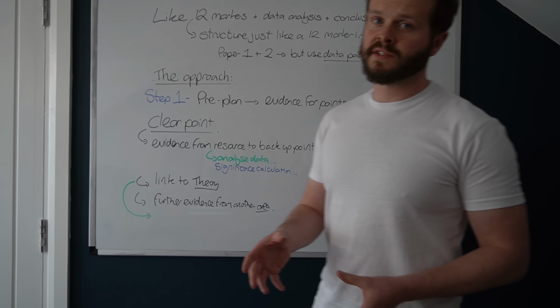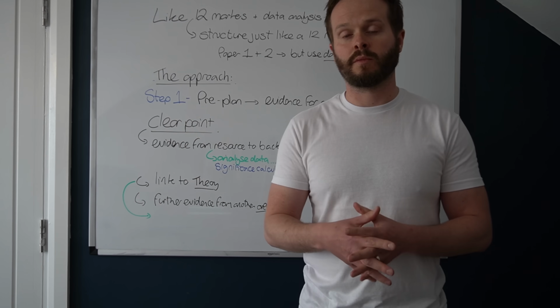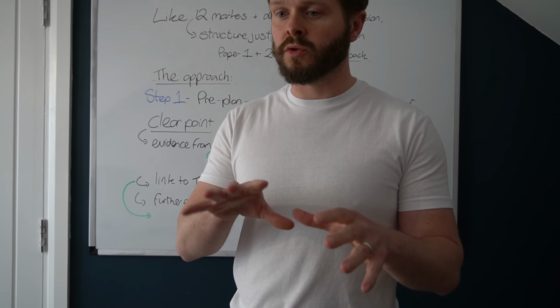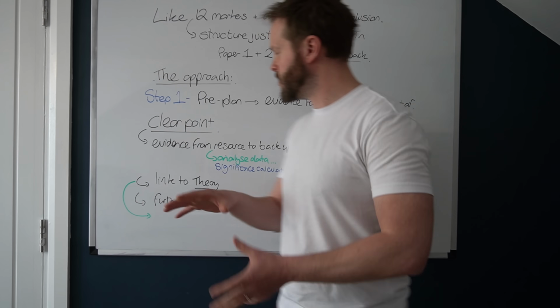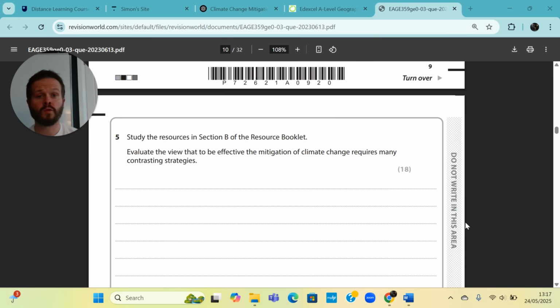So let's have a look at this in action. What I'm going to take you through now is a typical evaluate question from a paper 3, and then show you the ways in which you can write, show you this paragraph structure in practice. Let's take a look now. So something like this would be your typical 18-mark question. Evaluate the view that to be effective, the mitigation of climate change requires many contrasting strategies.